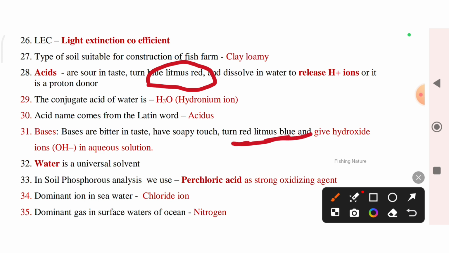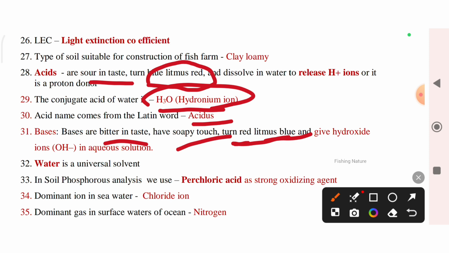Next, the conjugate acid of water is the hydronium ion, H3O+. The name acid comes from the Latin word acidus. Bases are bitter in taste, acids are sour in taste. Remember this, and bases have a soapy touch. Bases turn red litmus to blue and give hydroxide ions, OH minus.